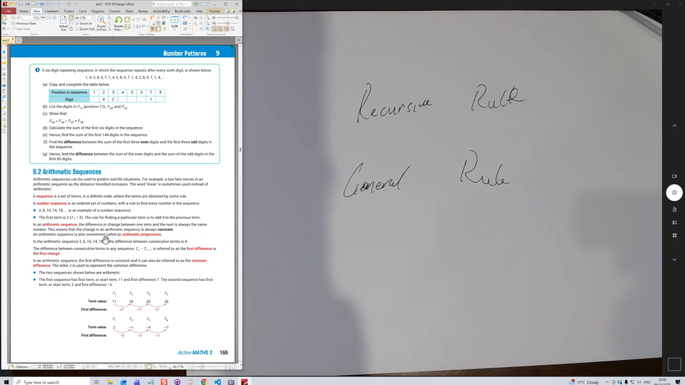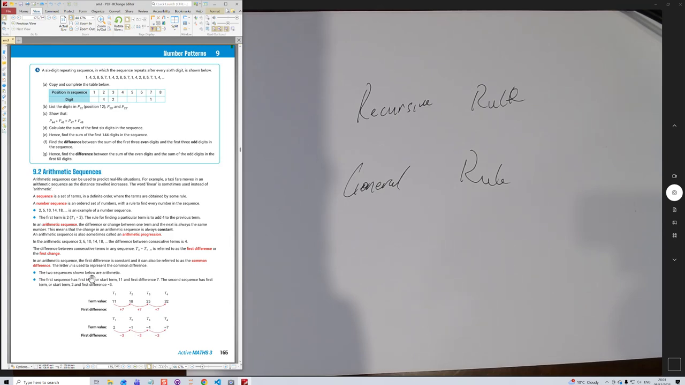An arithmetic sequence is also sometimes called an arithmetic progression. In the arithmetic sequence 2, 6, 10, 14, 18, the difference between consecutive terms is 4. The difference between consecutive terms in any sequence term n is referred to as the first difference or the first change. In an arithmetic sequence, you don't see that often, I've never seen that, I think they might have made that up. In an arithmetic sequence, the first difference is constant, and it can also be referred to as a common difference. But because it is constant, it's common. The letter D is used to represent the common difference. It's actually used to represent the difference regardless.